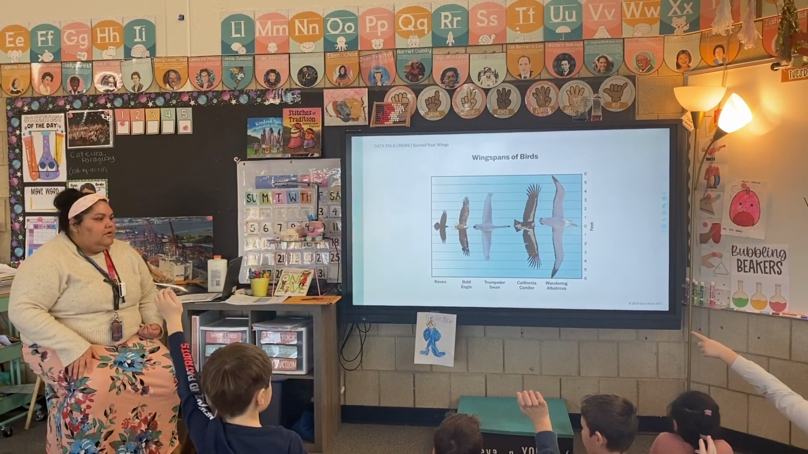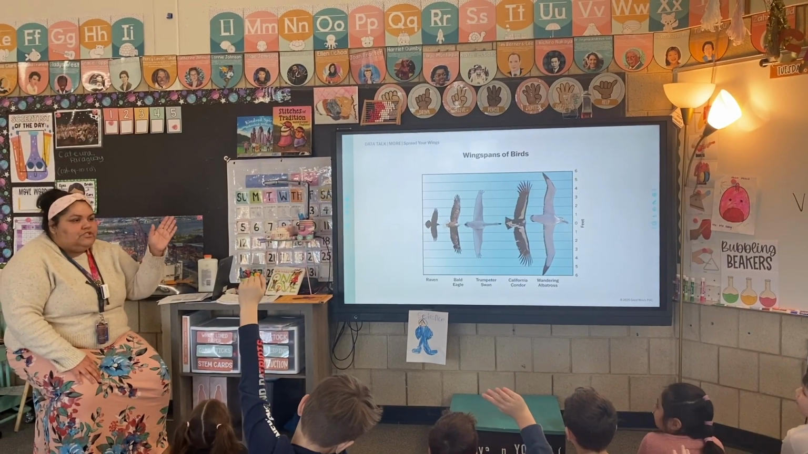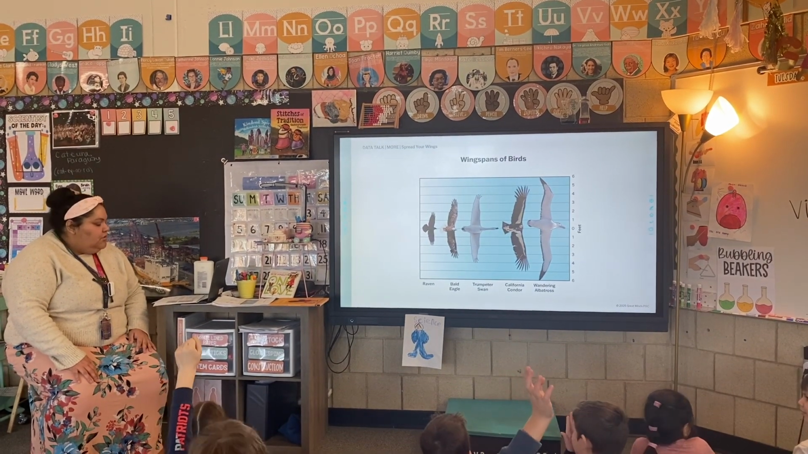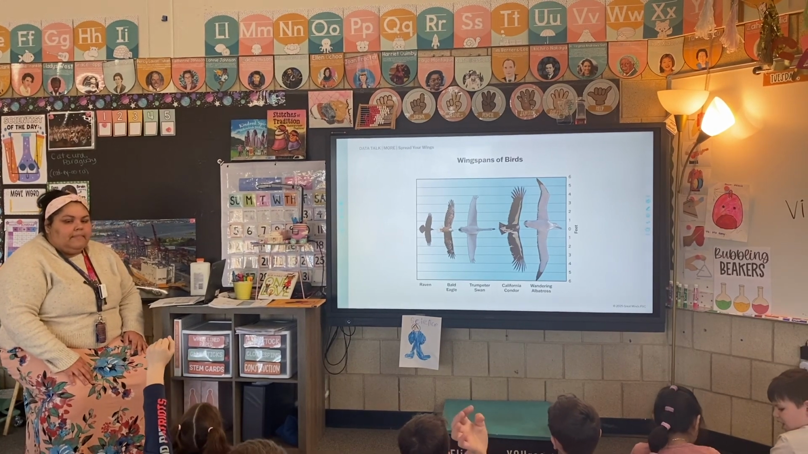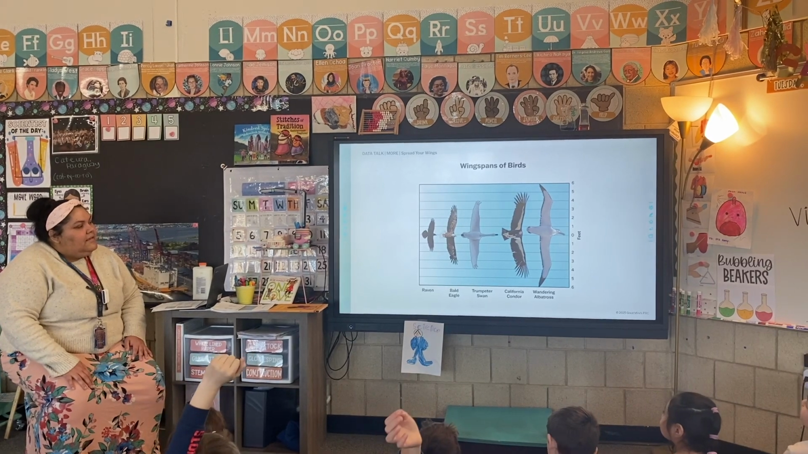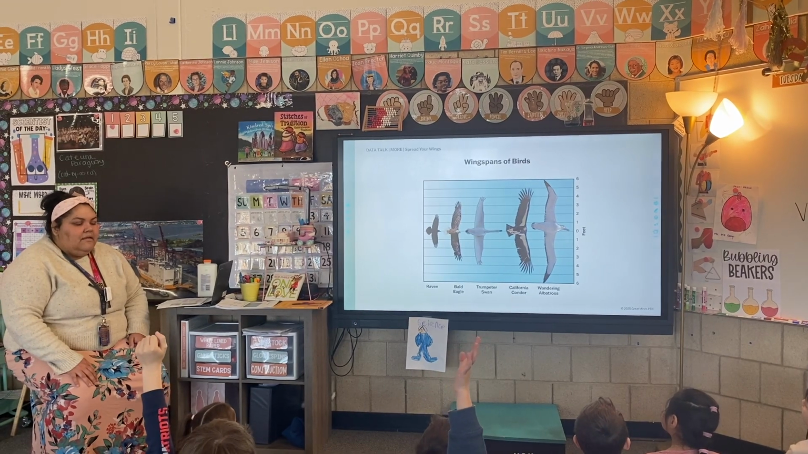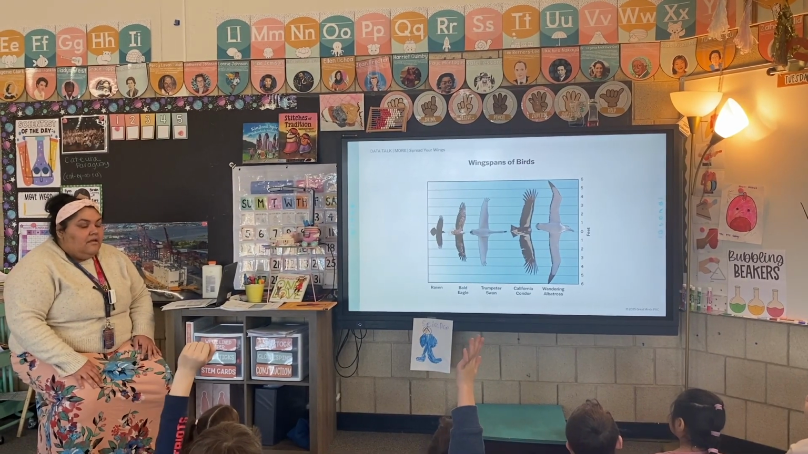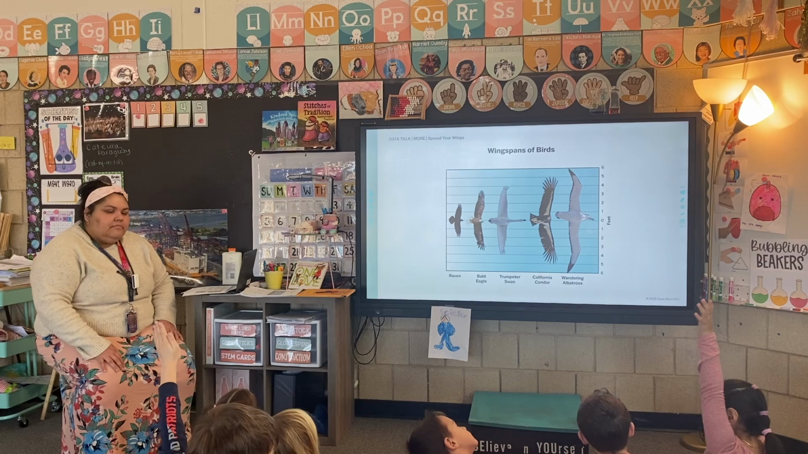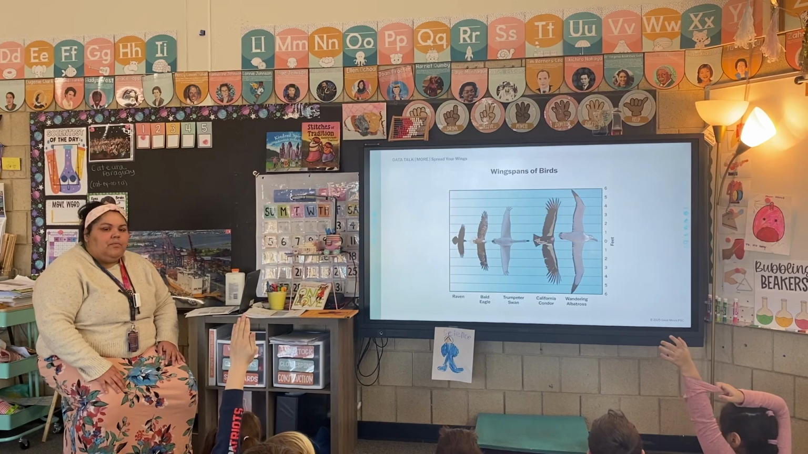Owen, kick us off. You notice that this data is in an order from smallest to biggest. Great noticing. Silas, what'd you notice or wonder? I noticed the birds have different colors. The birds are different colors in this data, yes. Sam? It shows you how wide they can stretch their wings. Ooh, maybe it shows us how wide they can stretch their wings. Kelly?